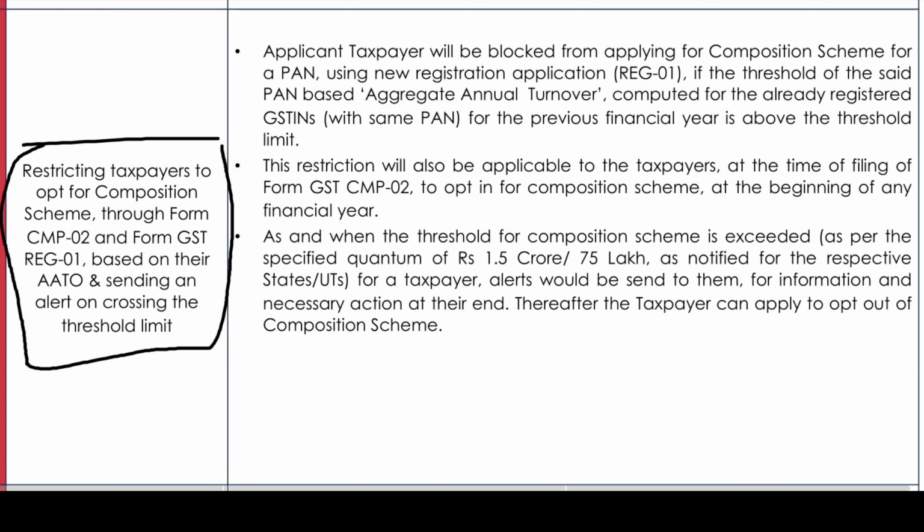Here you can see a taxpayer will be blocked from applying for the composition scheme for a PAN using a new registration application through REG-1. While you are applying for the new registration, this pop-up message will appear saying that the turnover exceeded. Or when you are choosing the composition scheme from regular, then also a pop-up message will appear saying that the turnover limit was crossed to choose this composition scheme.